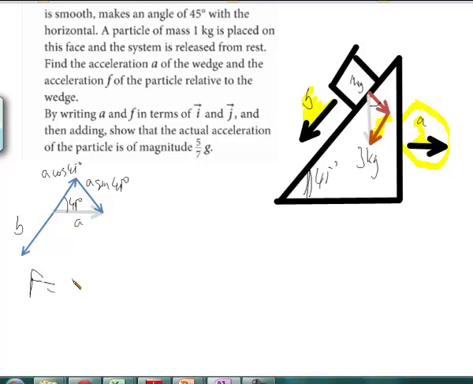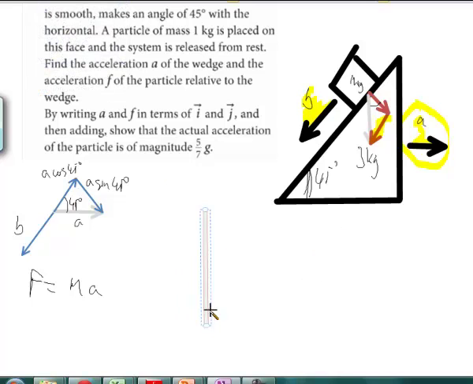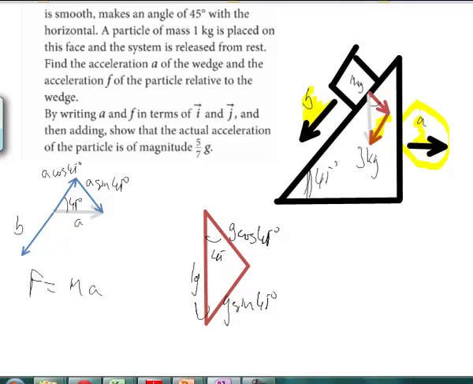Force is always mass times acceleration. Now this component of force here, we're told that's 1g. So I'm going to redraw that triangle so we can see it there. That's g. And then we've got this component and this component. That angle is 45 degrees. This is 1g here because it's 1 kilogram. This will be g cos 45. This will be g sine 45 degrees.